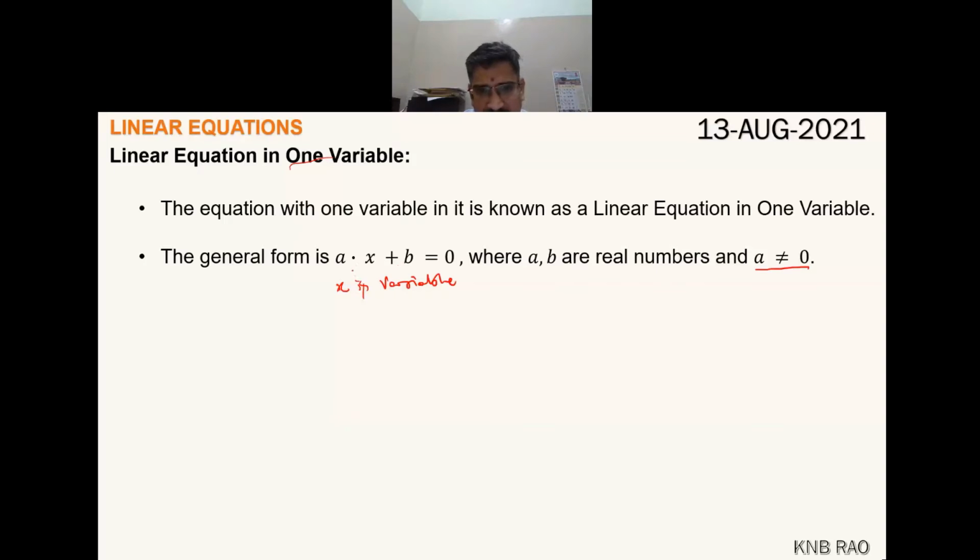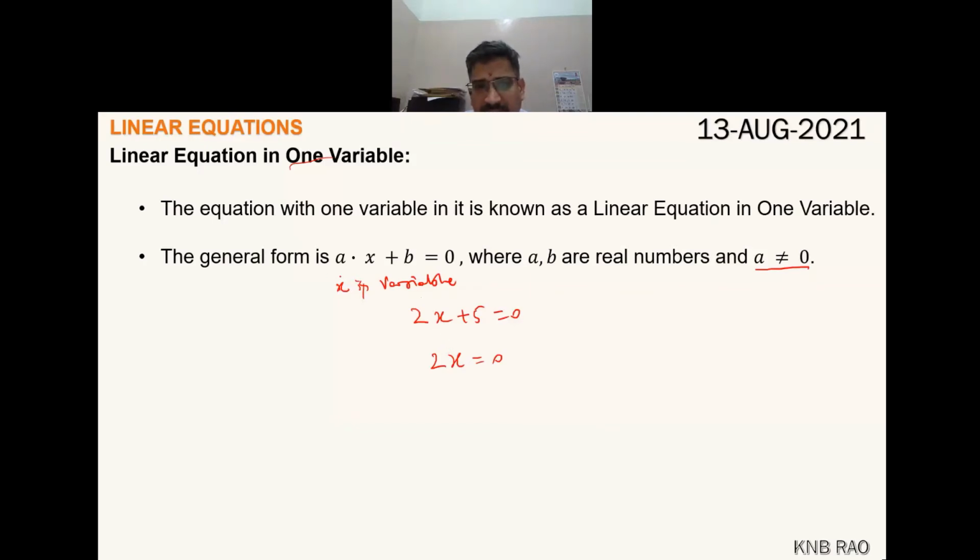So can I have b being 0? Yes, it can be. Why? Because suppose I have 2x plus 5 equal to 0. If 5 becomes 0, can I have 0 instead of 5? Yes, it can be 2x equal to 0. So b can be 0, but the coefficient of the variable should not be 0. That is the first condition.